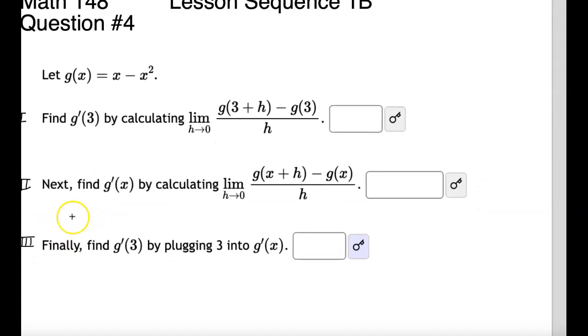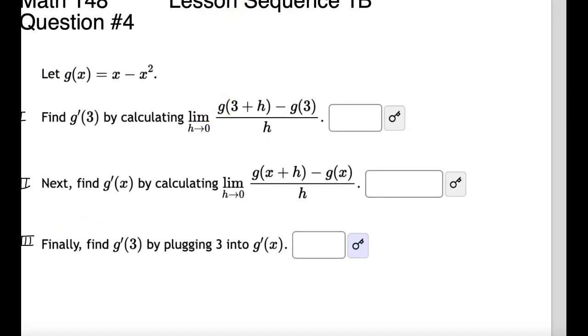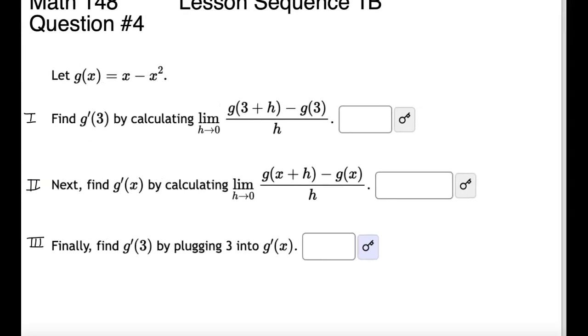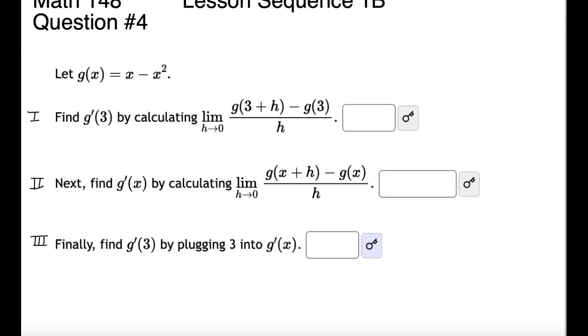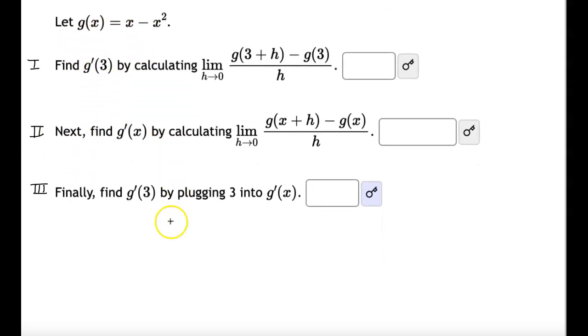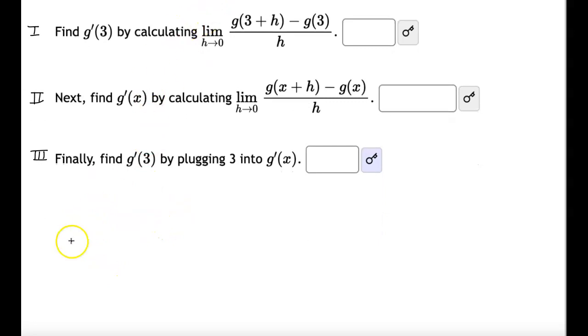So the first thing we're going to do is to compute the derivative of x minus x squared at a particular point 3, right? So we're going to compute this limit. Now for part 1, what I like to do first is sort of do it in pieces and then put it together.